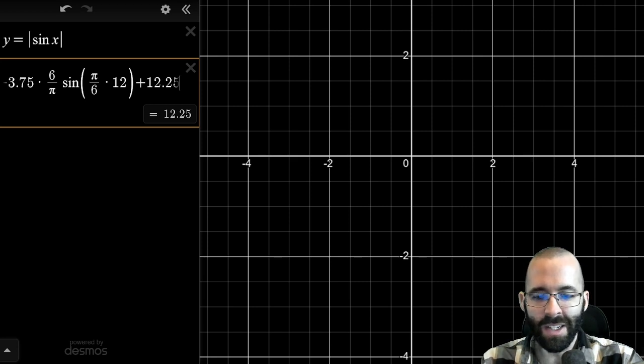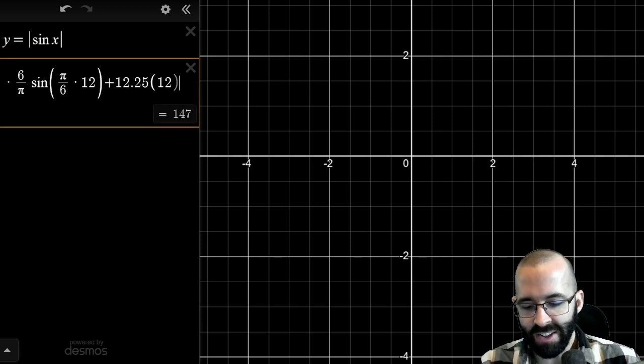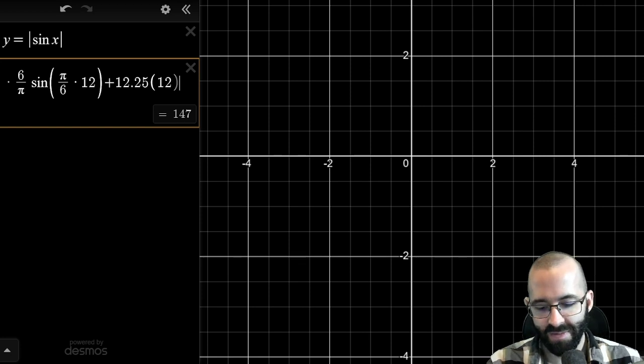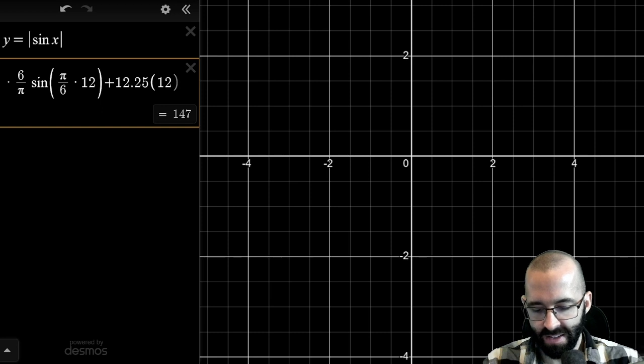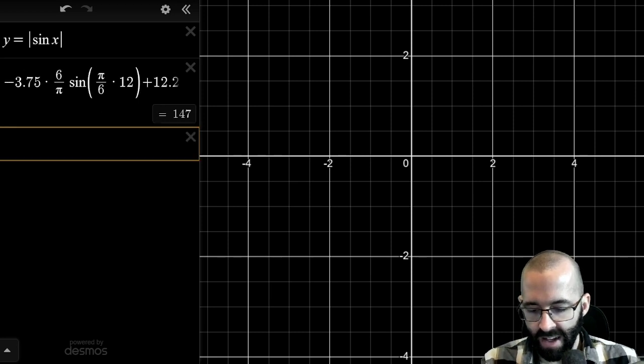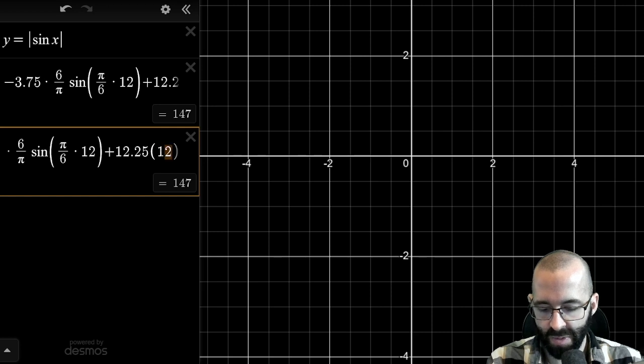Just what we know about the world and how the world works. I have an expectation for the answer. This should be f of 12. Okay. Now we subtract f of 0. And f of 0, let's just copy it down and replace the 12s with zeros.